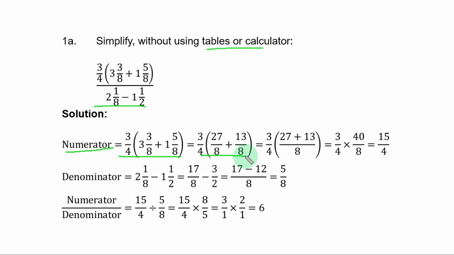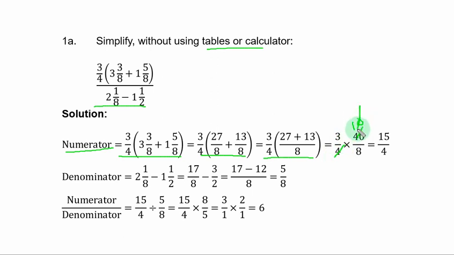And in the bracket, you have like fractions, the same denominator. You simply add the numerators in this form. So you have 3 over 4 times 40 over 8. Now divide 40 by 4. You have 10 in this place.